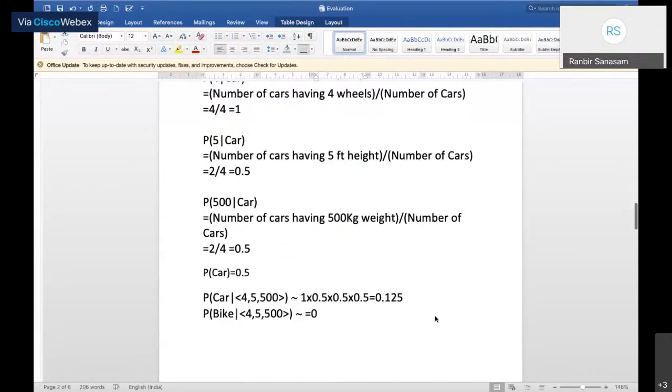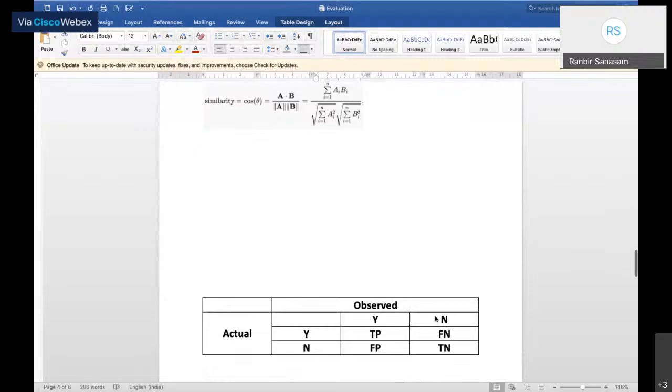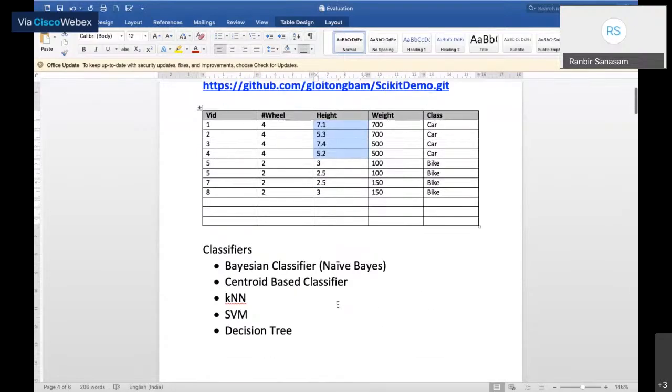So this is a brief discussion about Bayesian classifier. Okay, so next is the centroid-based classifier. This is the simplest classifier. So what is a centroid-based classifier? It is a very simple classifier. What it does is, for every class, you try to find a centroid. That means, let us say, for all the cars, you try to find some centroid, the centroid of cars.